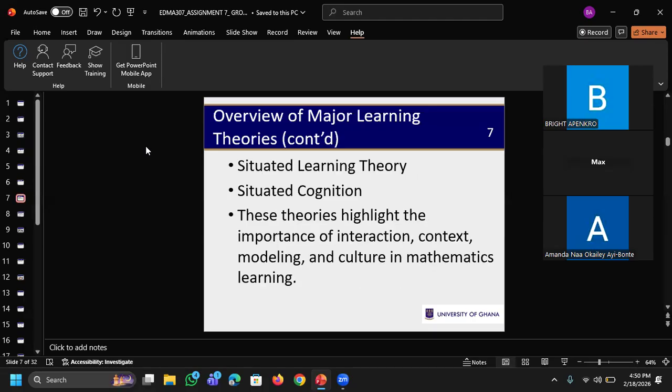So what is situated learning theory? We have situated learning theory and situated cognition, and these theories highlight the importance of interaction, context, modeling, and culture in mathematics learning.